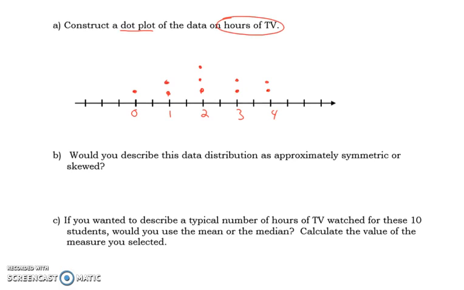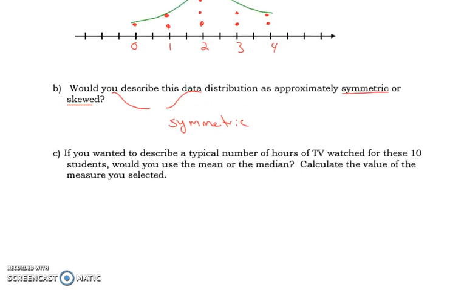Now, part B, would you describe this data distribution as approximately symmetric or skewed? Symmetric means the same on both sides. Skewed means the data is high and then comes down low, or low and then comes up high. So those would be skewed. If I look at the top of that data, you can see I'm about the same on both sides. So we're going to say that this is symmetric because, again, it's about the same on both sides.